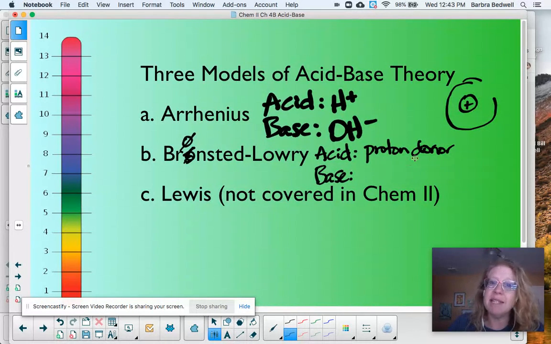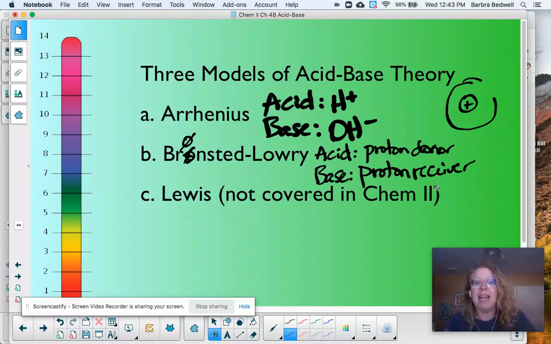So if an acid is a proton donor, then a base is a proton receiver. Receiver, R-E-C-E-I-V-E-R. They're the ones that can get the proton, say, from an acid that's donating it. So that's what we'll take a look at on the next couple of slides, in more detail. And quite a bit more acid-base behavior is covered by the Bronsted-Lowry model.